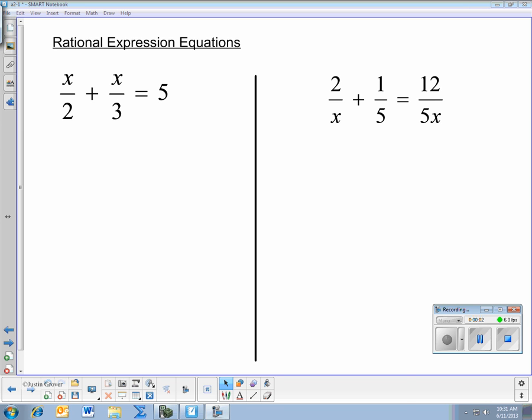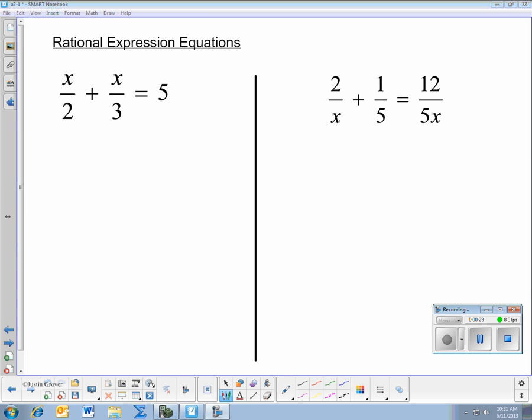Rational expression equations. We've already discussed proportions in a previous video where you have a fraction equal to another fraction and you could cross multiply to solve. For rational expression equations, there are a couple of different methods, but the method I think is the best and easiest to remember is to essentially turn it into a proportion.